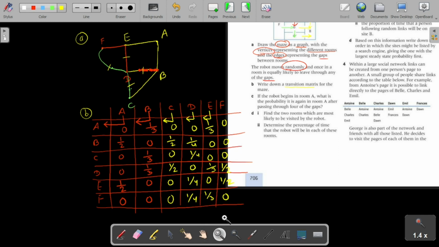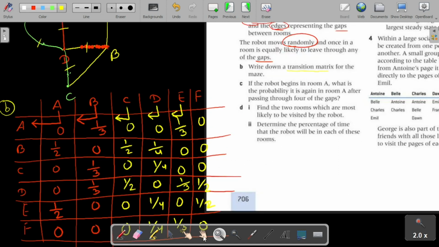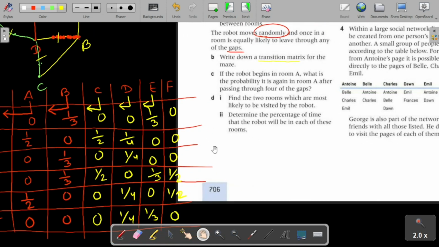This completes our part B. Let us see the next part. If the robot begins in room A, what is the probability it is again in room A after passing through 4 of the gaps? It means after traveling 4 edges, what is the probability that the robot will be again in room A?